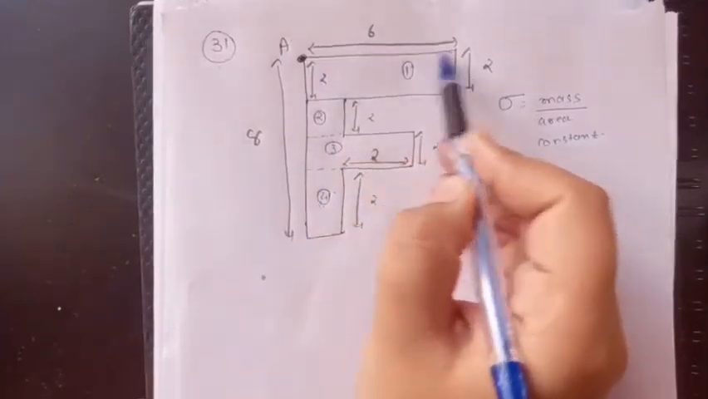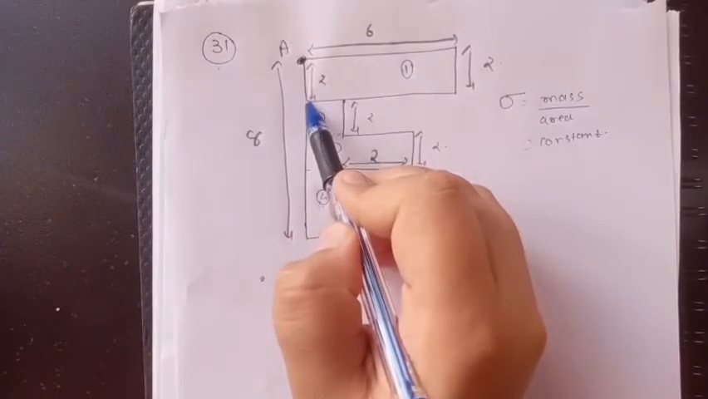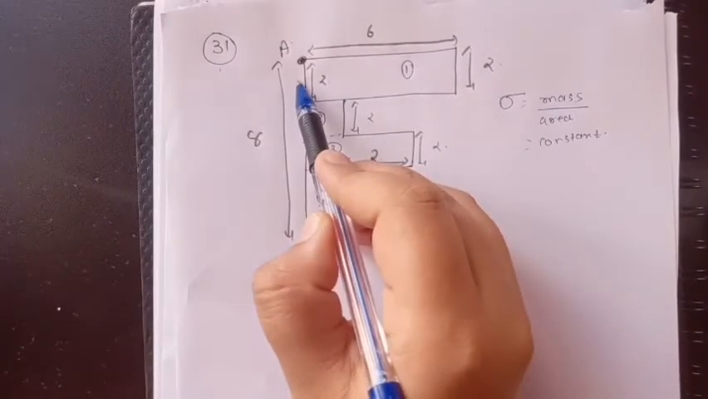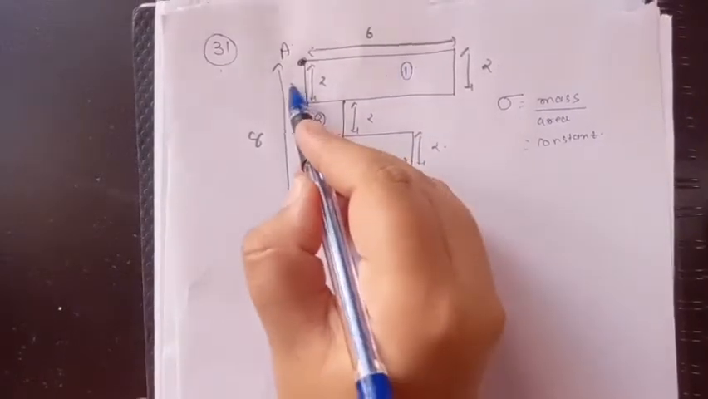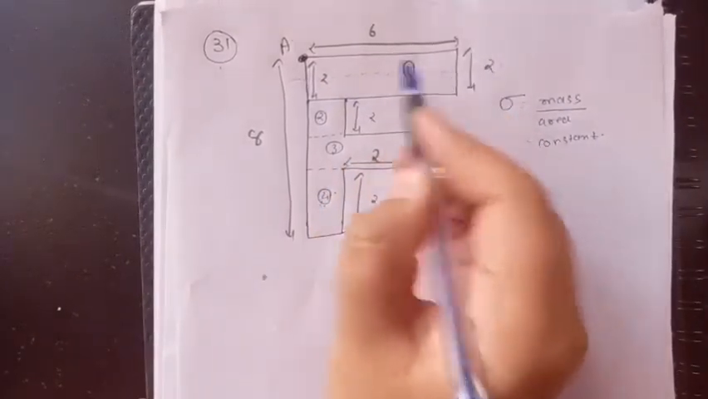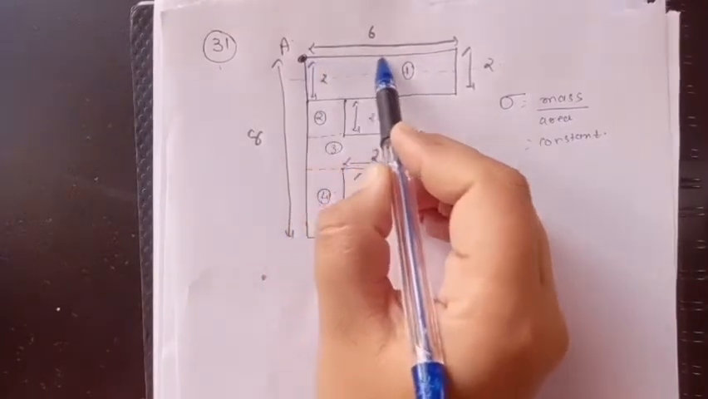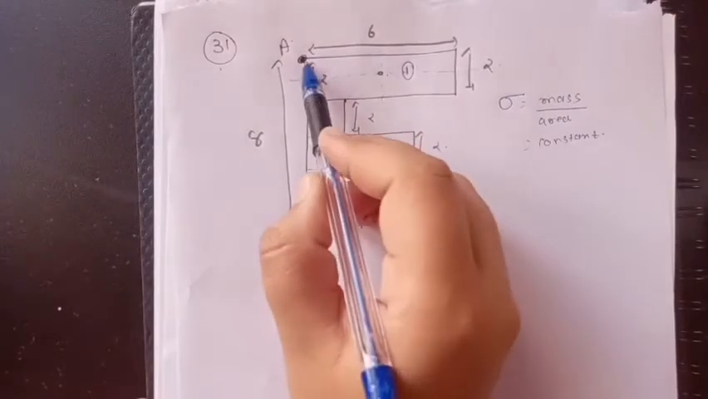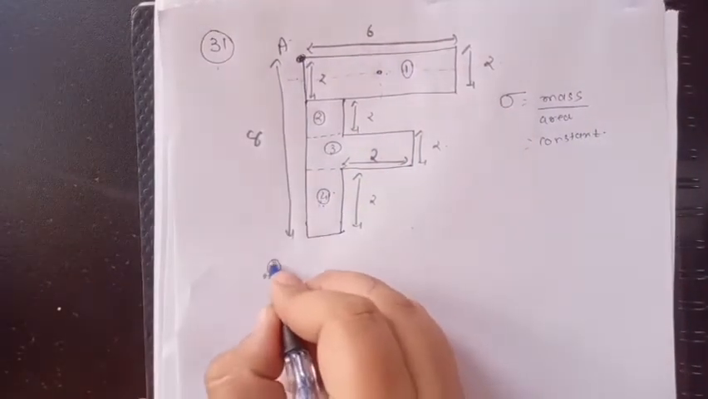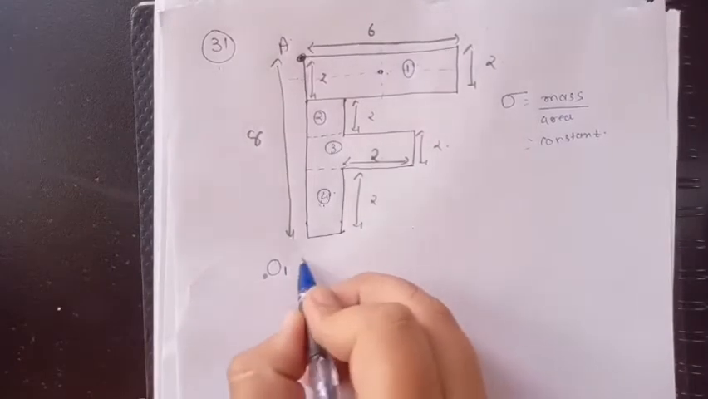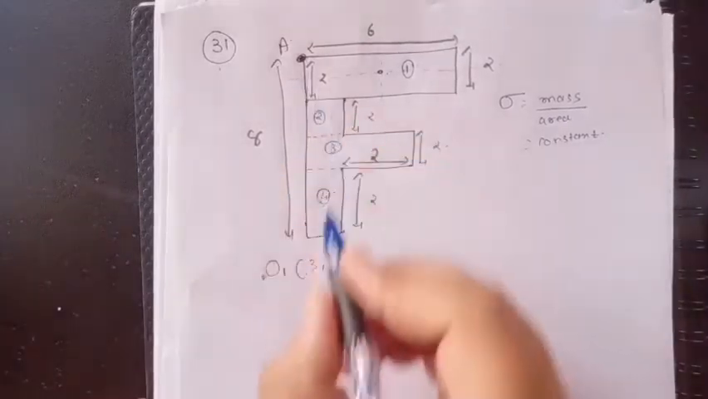This length along the x-axis is 6 and this height is 2 meter. For uniform distribution of mass, we know that the center of mass is located at the geometric center. So for this, the geometric center will be at this point, which is at 3 meter horizontal distance and 1 meter vertical distance from A. So the center of mass of object 1 will have x coordinate as 3 and y coordinate as 1.